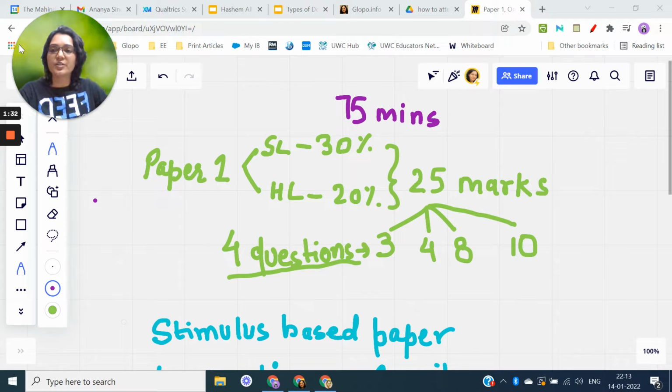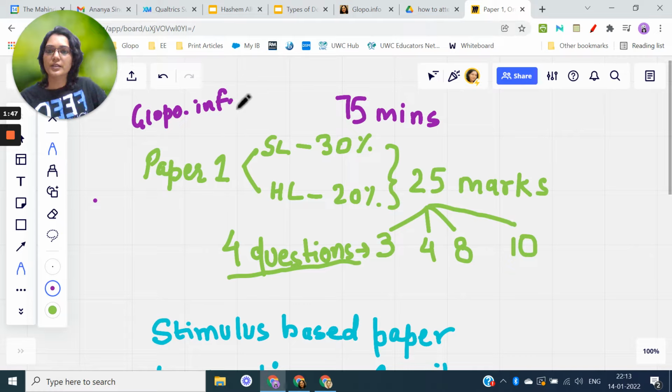So I have written down a few of the things over here. I would be using my site, which you are already aware of, which is glopo.info. The moment you type glopo.info, you will see my site, and the majority of this paper one I would be covering from there.